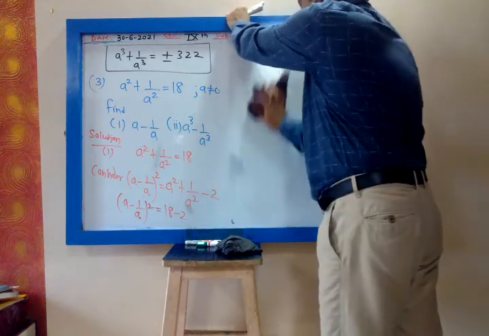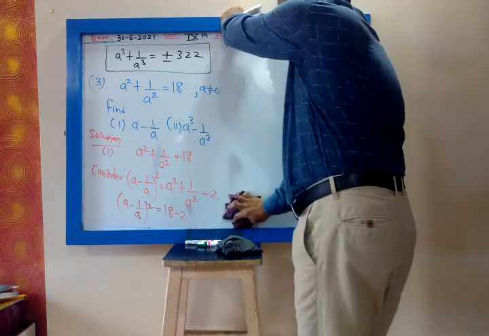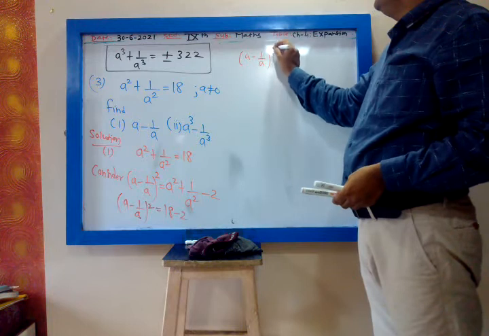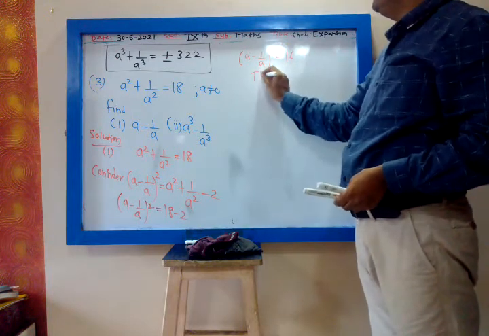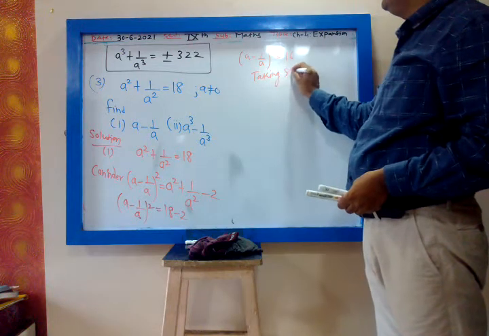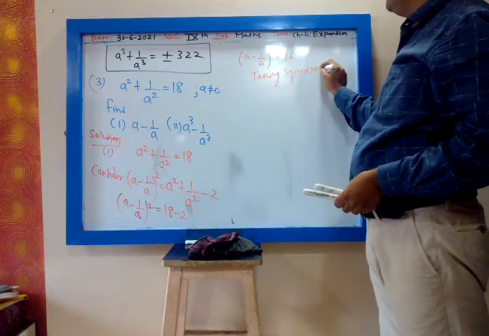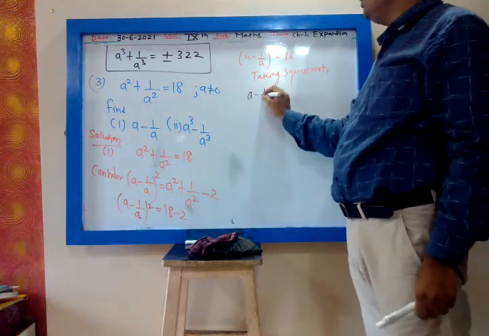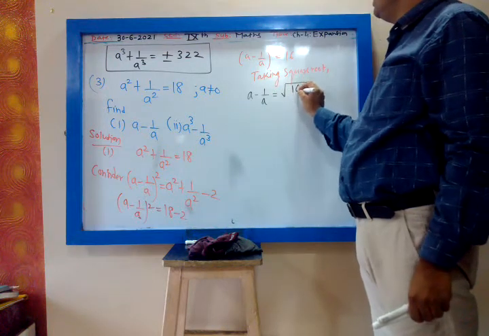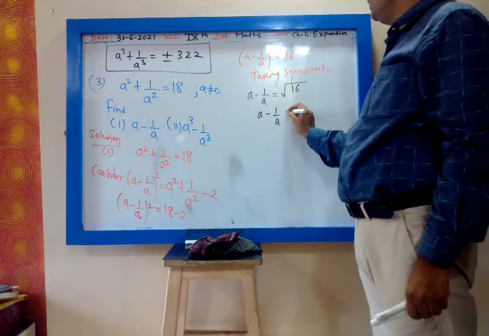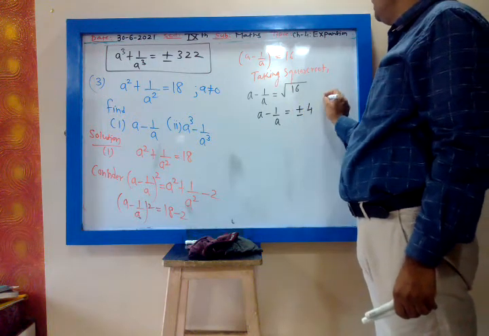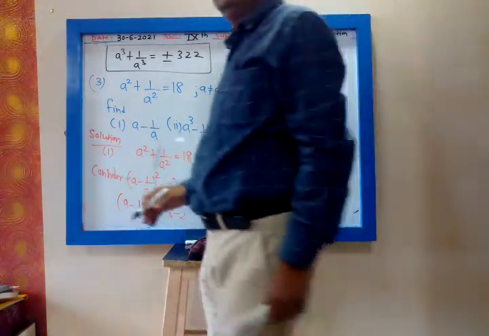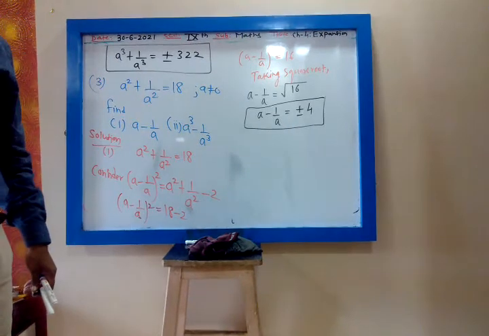So taking square root on both the sides, you will get a minus 1 upon a is square root of 16. So a minus 1 upon a is plus 4 or minus 4. So we take plus minus 4. This is the value of a minus 1 upon a.